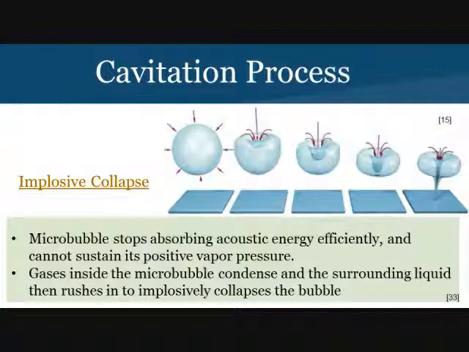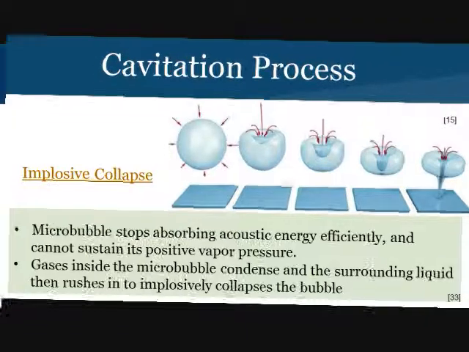The liquid rushes in to implosively collapse the microbubble, while the gases inside rapidly condense and violently collide into one another. The intermolecular collisions happen within microseconds and are known to generate plasma. Plasma is a bundle of highly energetic gases that can reach temperatures up to 20,000 Kelvin and 1,000 atmospheres.